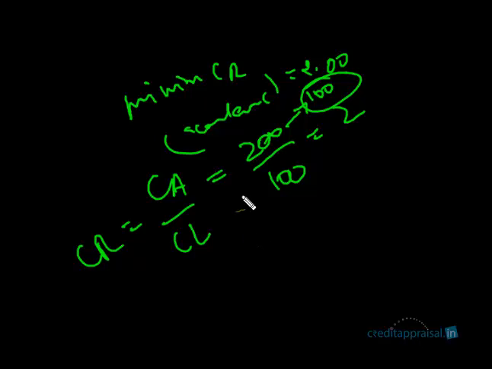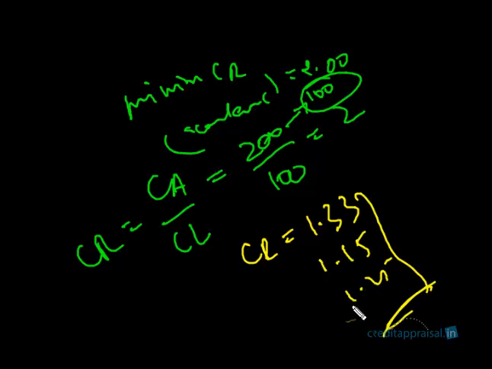But in practice, banks follow a more flexible approach. The minimum current ratio is stipulated to be 1.33 for large projects. For small projects, it could be 1.15, it could be 1.25. This you should be reflecting from your bank loan policy guidelines.